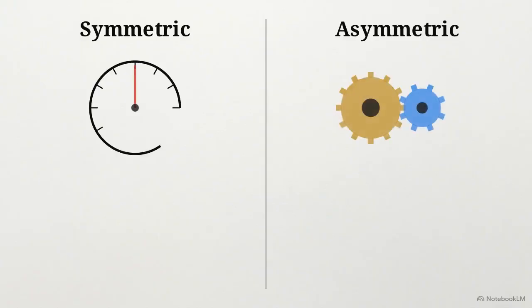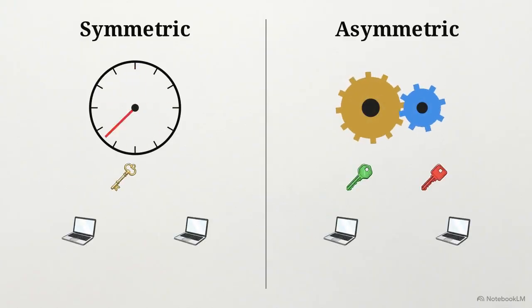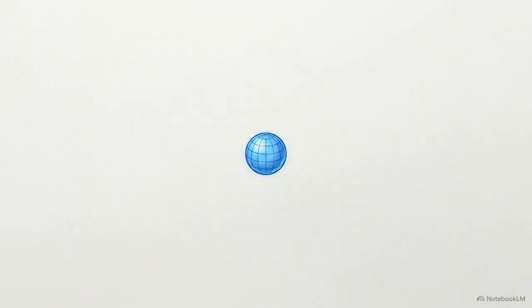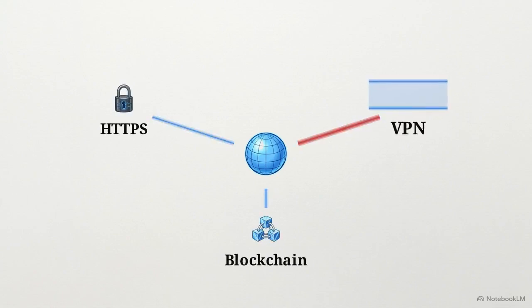While this asymmetric process requires more computational power than symmetric systems, it eliminates the need to share a secret key beforehand. This function is what allows the modern internet to scale, providing the security framework for HTTPS, VPNs, and blockchain.